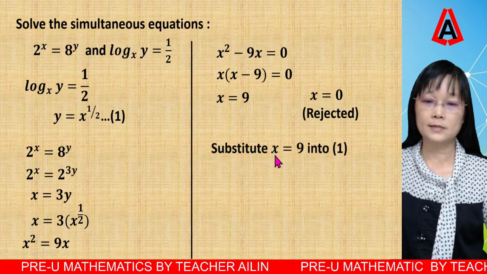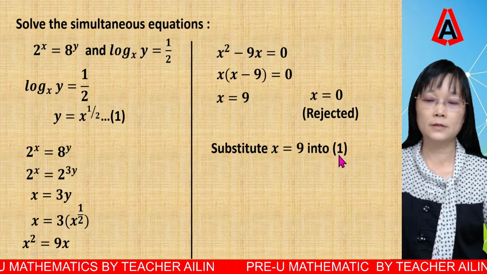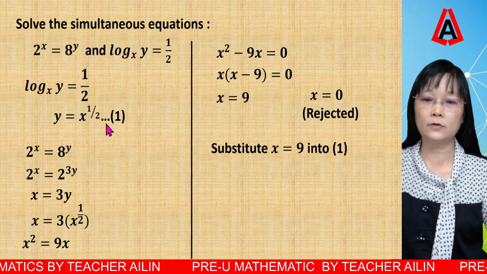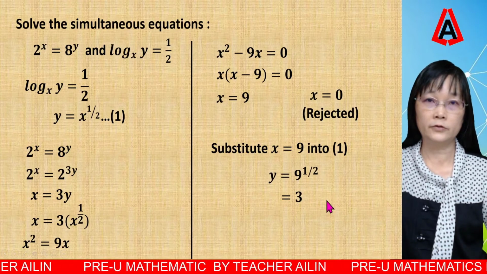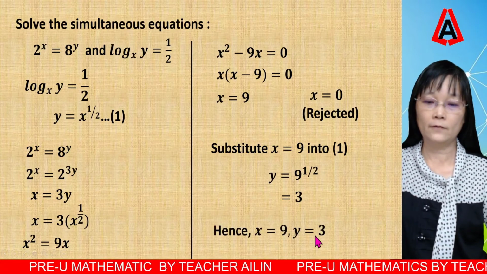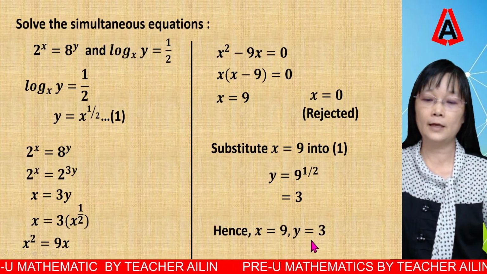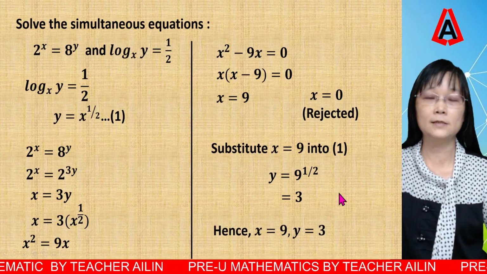So when I substitute x equals 9 into the first equation, I found that y is equal to 3. So therefore the value of x is 9 and the value of y is 3.